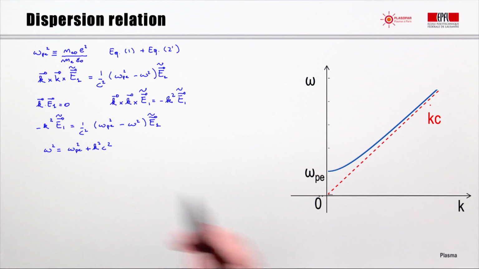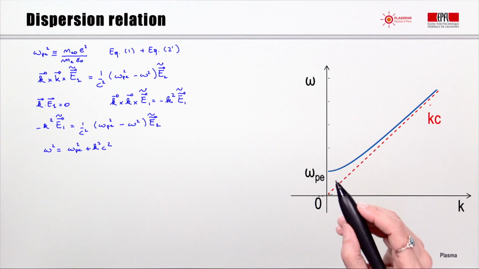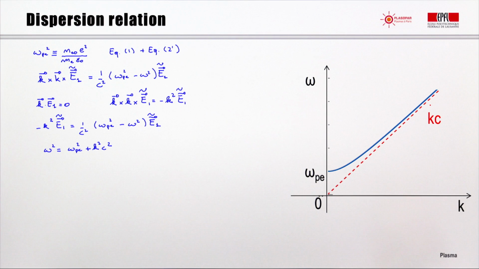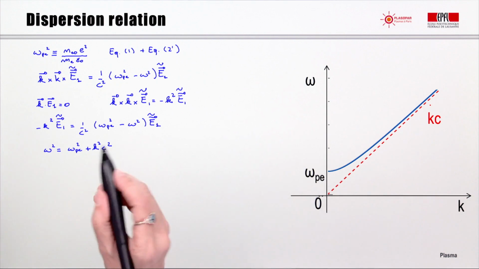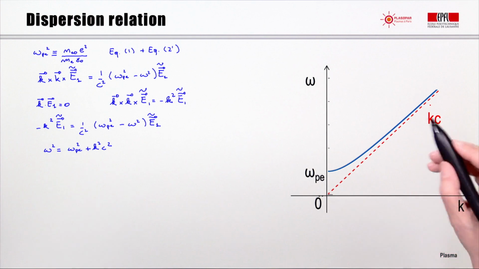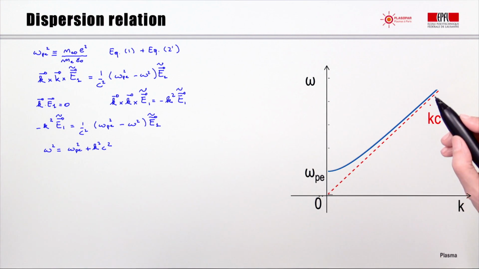This dispersion relation is plotted here, where we show omega as a function of k, so the frequency is always larger than the plasma frequency, and when the k vector is large, so this term is dominant, or if the plasma frequency is very weak, we have that this dispersion relation asymptotically is equal to the dispersion relation of light in vacuum, as one could expect.